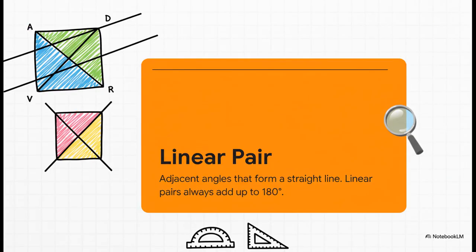And the other tool we use to crack that puzzle is this, the linear pair. Any two angles that are neighbors on a straight line, like A and B were, will always add up to 180 degrees. You get these two ideas, vertically opposite angles and linear pairs, and you've basically got the keys to the kingdom for any puzzle with crossing lines.